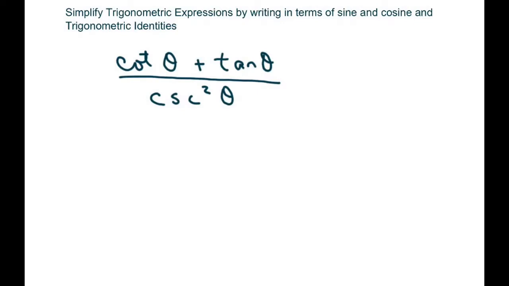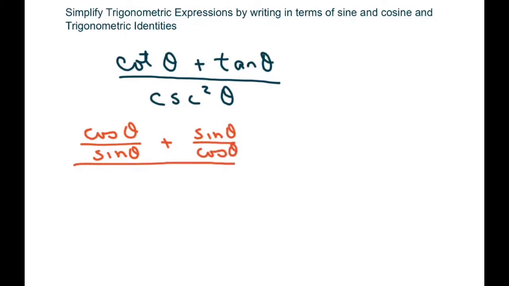Everybody, we're going to simplify trigonometric expressions by writing in terms of sine and cosine. Sometimes we'll do that, and using our trig identities. So for the first one, I'm going to write this as cosine over sine plus sine over cosine, all over 1 divided by sine squared, because that's what cosecant is.